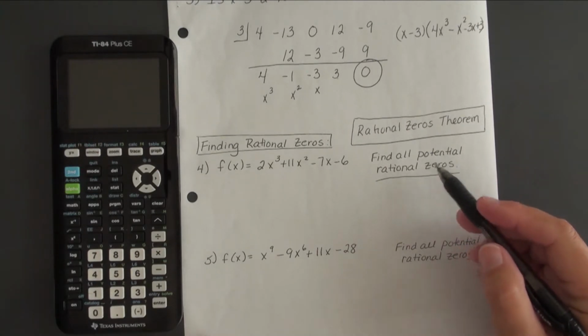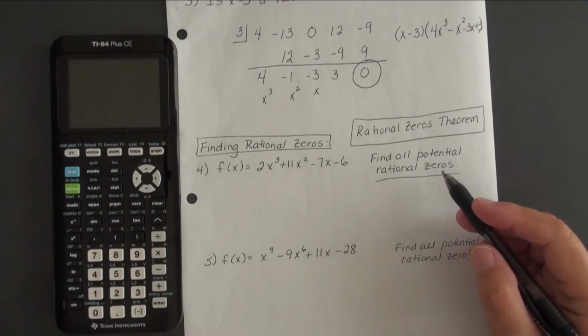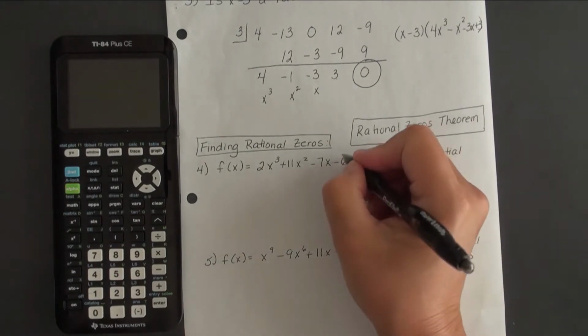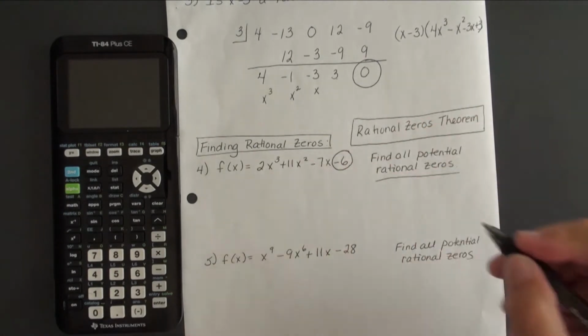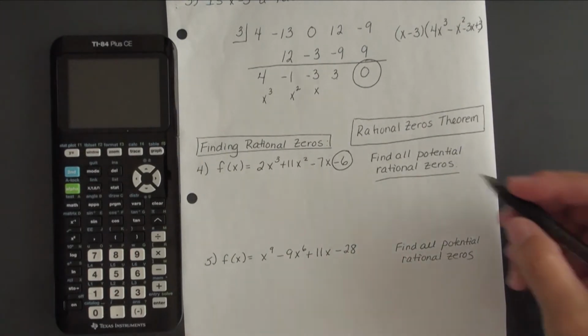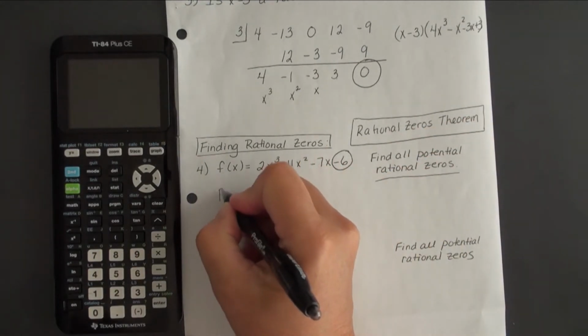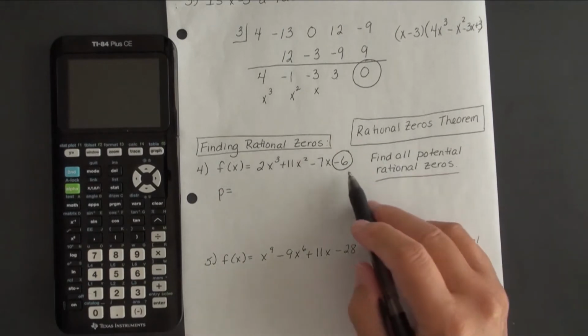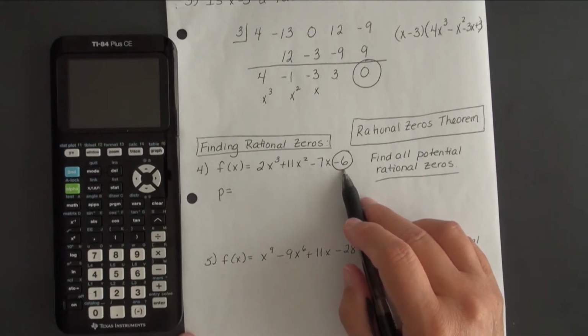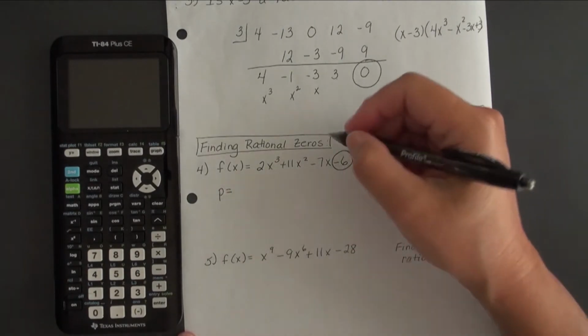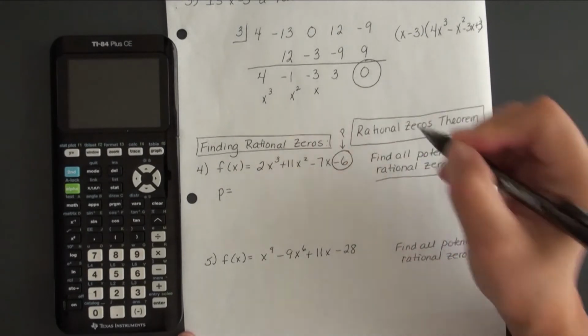So what we do is we look at our polynomial and we look at the constant to begin with. And we are going to make a list of all possible numbers that divide evenly into that constant. And those numbers we're going to label P.